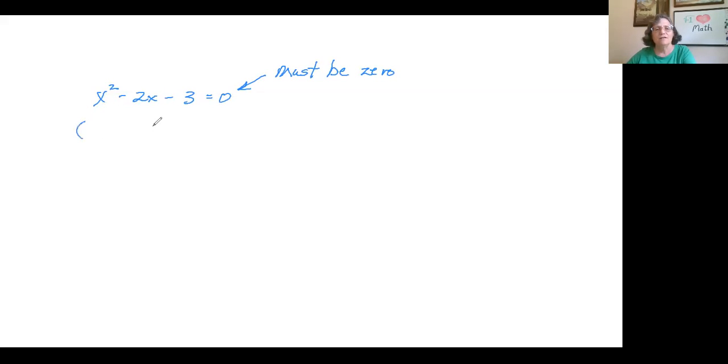Now, if I look at this, again, this is just a plain x squared here. So I want factors of 3. Well, I've got 1 and 3 to choose from. I want factors of 3 that when I subtract will give me 2. Fortunately, the difference of these is 2.